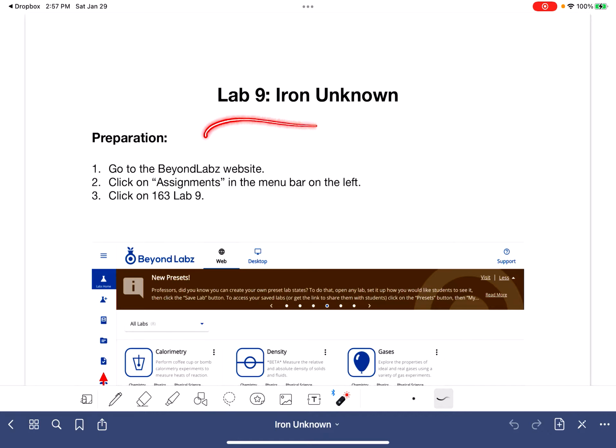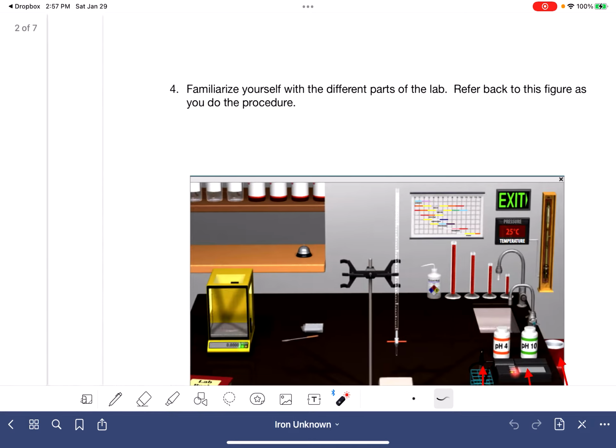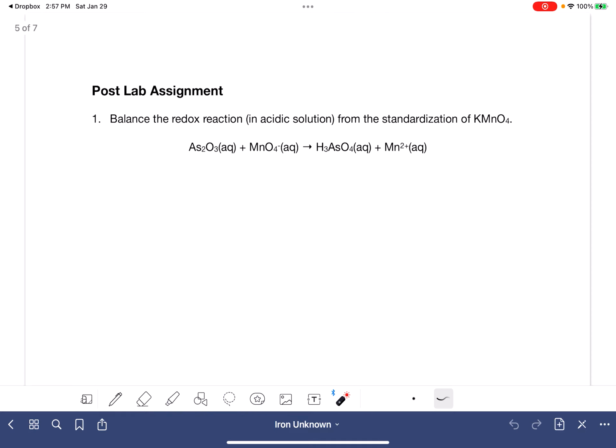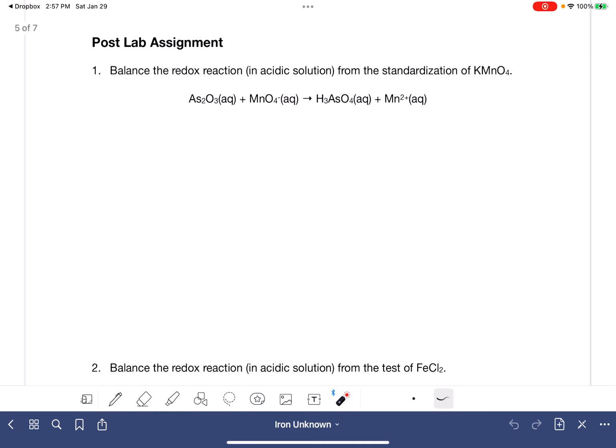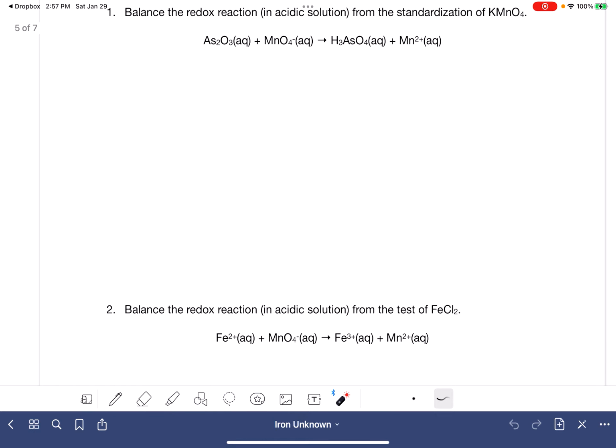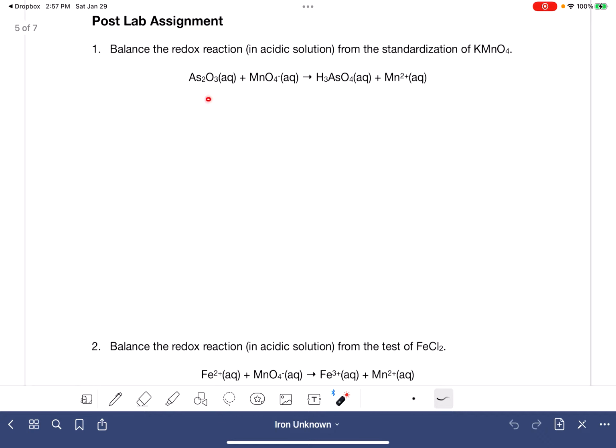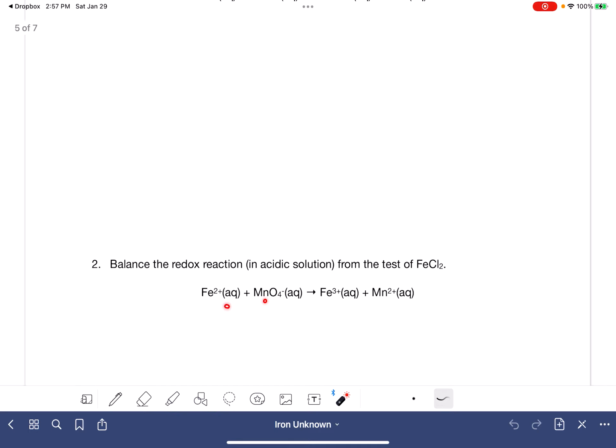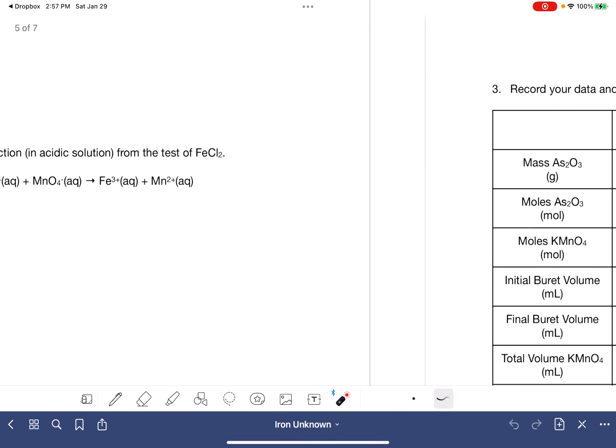Here are some tips for Lab 9, the iron unknown. The first thing you have to do on your post-lab is balance these two redox reactions in acidic condition. These are the two reactions that you're performing in this lab, and you need the stoichiometric coefficients for the reactants in order to be able to complete the data tables on your post-lab.